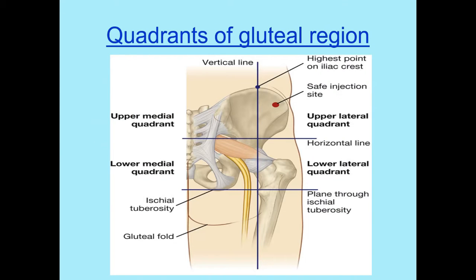With imaginary lines, we divide the gluteal region into four quadrants. One horizontal line and one vertical line. So we divide them in four quadrants: upper medial quadrant, upper lateral quadrant, lower medial quadrant, and lower lateral quadrant. So we can say that upper lateral quadrant is the safest place for the injection of the intragluteal type.